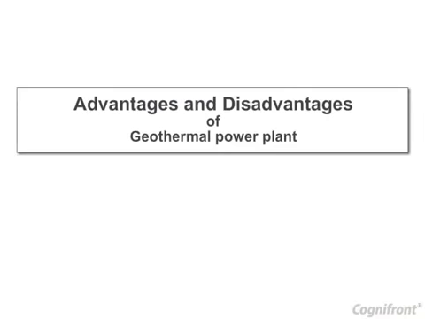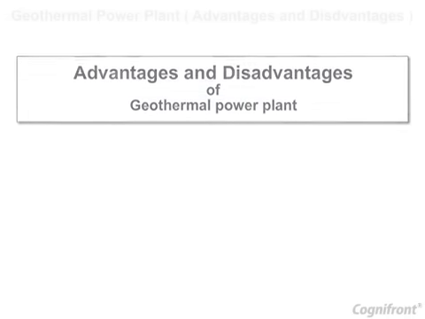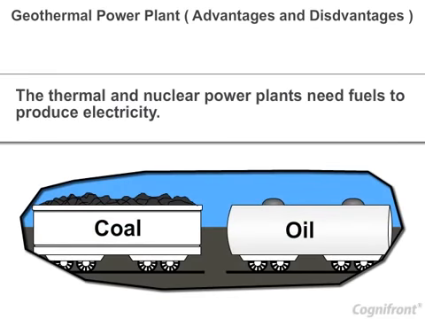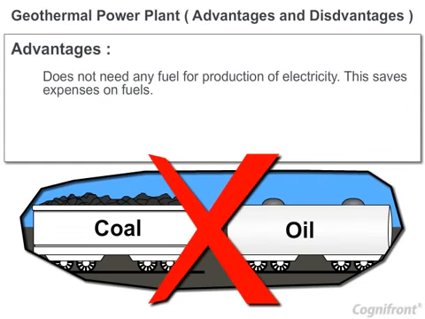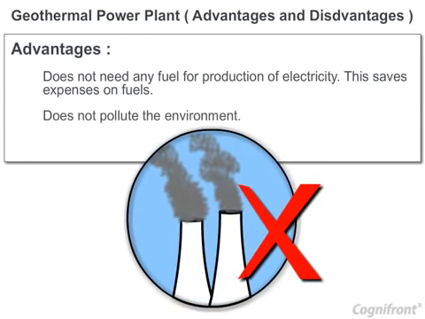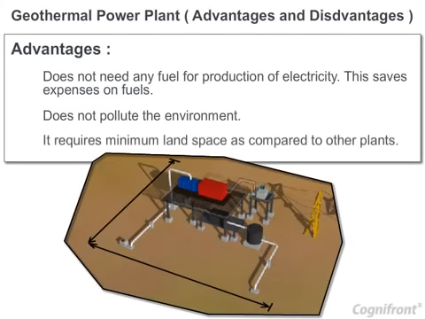Let us study the advantages and disadvantages of a geothermal power plant. Thermal and nuclear power plants need fuel to produce electricity, whereas a geothermal plant does not need any fuel for production of electricity. Ultimately, this saves expenses on fuel. A geothermal plant does not pollute the environment. It requires minimum land space compared to the other plants.